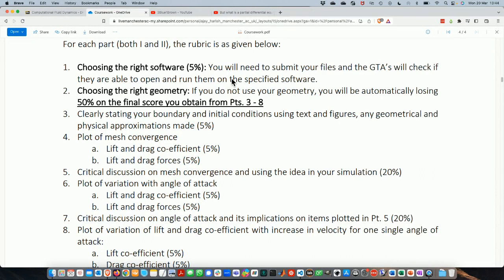Second thing is choosing the right geometry. So each of you will have your own geometry, and we'll make sure that you know what your geometry is, and please use your own geometry, right? So that we know, if you look at your answer, that you used your geometry. If you've done a mesh convergence correctly, we would know what geometry you have used from that. So please don't take somebody else's geometry, report file and just put it in there, because whatever you get in the next set of points, like 3 to 8, you're just going to lose half of it if you're using somebody else's report. So essentially you're taking somebody else's geometry, results and report and putting it into your report and submitting it, then you're going to lose half of your points.